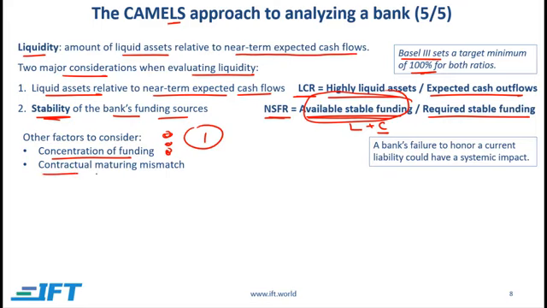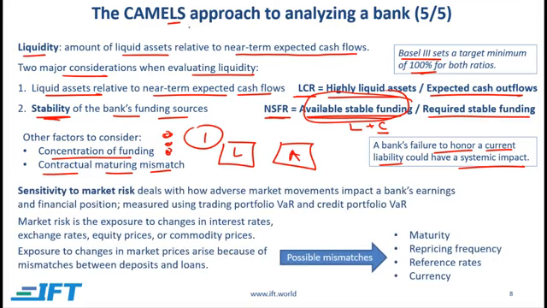Another factor is contractual maturity mismatch. Here we look at the maturity of liabilities, such as deposits, relative to the maturity of assets, such as bank loans. Ideally, we want to minimize this mismatch. A larger point here is that a bank's failure to honor a current liability could have a major systemic impact. So if depositors come to the bank and want to withdraw their money and the bank can't meet that requirement, there will be a bank run, and that can have a significant negative impact on the economy.